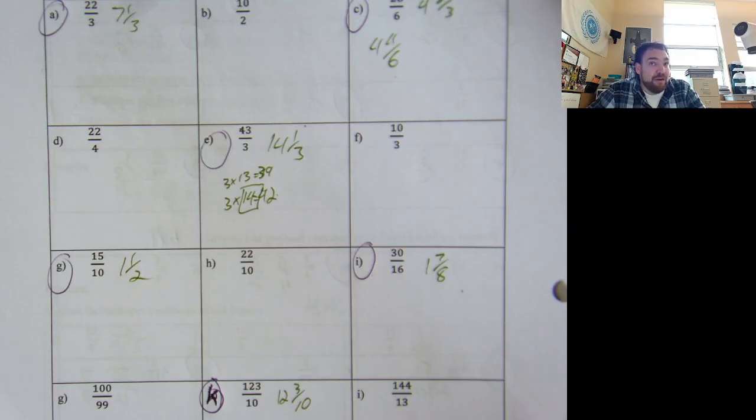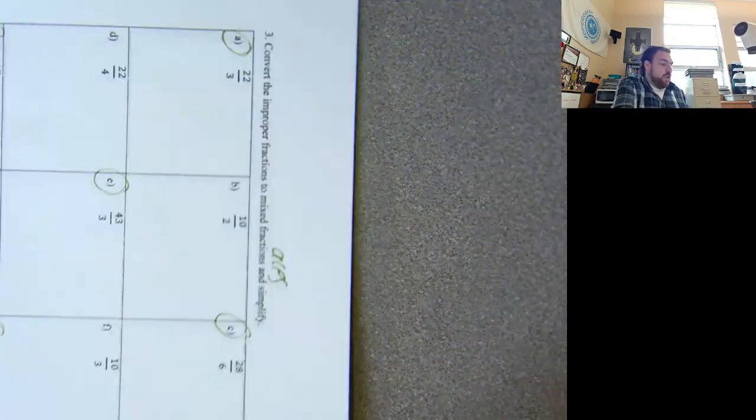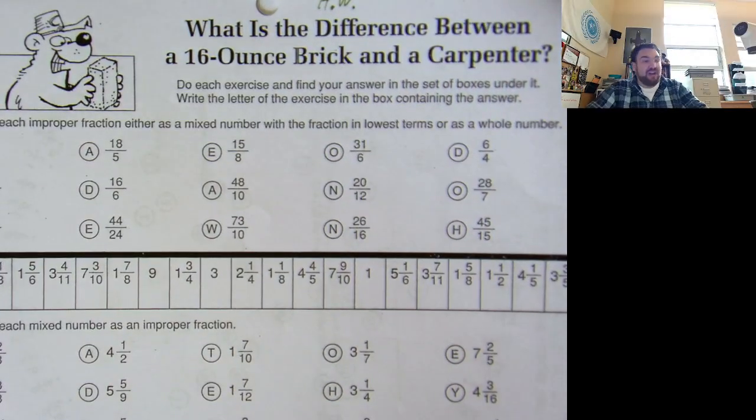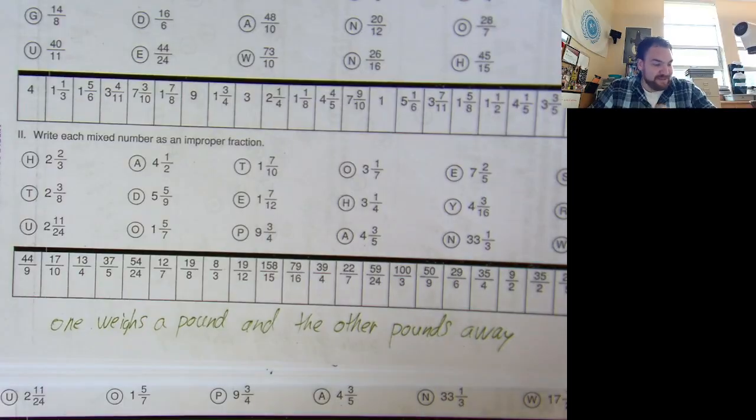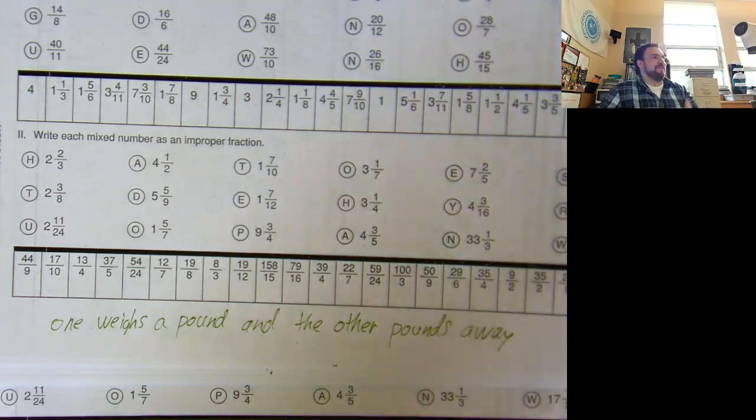Okay? Hearing nothing, the next piece that I gave you, or the last piece that I gave you guys, was I wanted you to try this. What is the difference between a 16-ounce brick and a carpenter? For those of you who did it, the pun... Like one is a pound or something. One weighs a pound and the other pounds away. This is your answer down here at the bottom. It's funny. 16 ounces, one weighs a pound and the other pounds away because a carpenter hammers the nails. No? Okay. I appreciate the fake laughter from the back table. Love that.